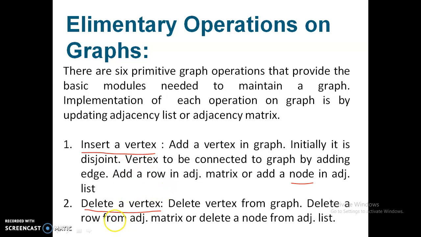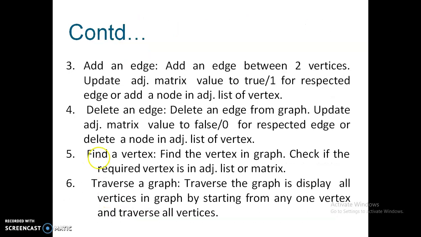The next operation is deleting a vertex. Deleting a vertex from the graph means we delete one vertex or node from the graph. For this we need to update the adjacency matrix by deleting a row or column from the matrix, and by deleting a node from the adjacency list. The next operation is adding an edge.